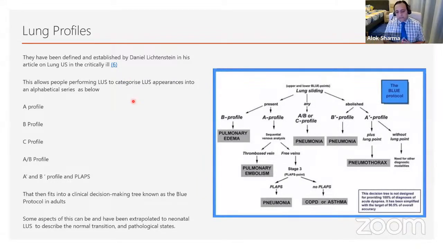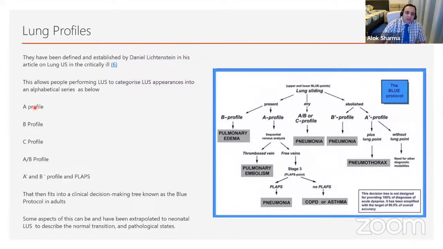So I'm going to finish this talk now by going to the next step, which is what we call our lung profiles. Now, we've talked a lot, and a lot of people are already using this terminology. But what are lung profiles? Lung profiles are terminology that have been established by Dr. Daniel Lichtenstein in his article to describe the Blue Protocol. And what he said is that whilst we have an alphabetical series to describe A, B, C, E, Z lines, you can also describe a whole lung profile alphabetically as well.